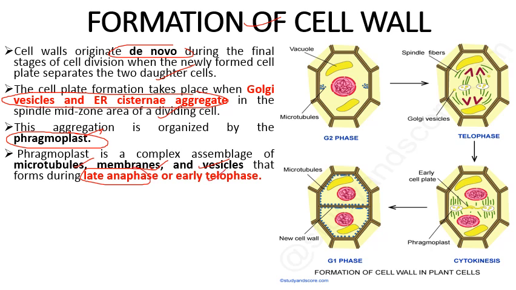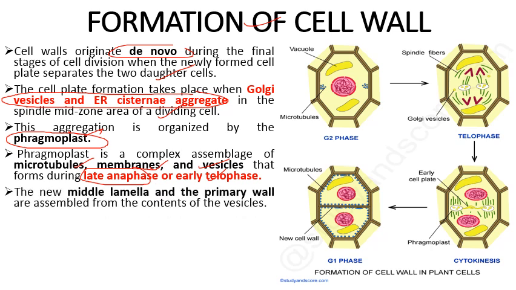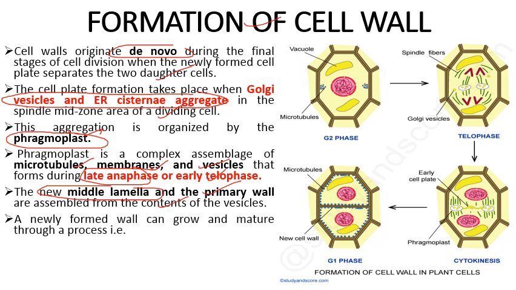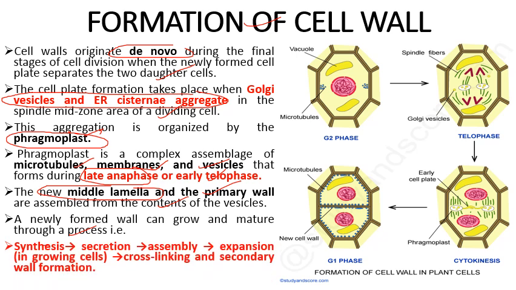तो ये जो phragmoplast है, ये बनता है microtubules से, membrane से और vesicles से, and it is formed during late anaphase or early telophase. The new middle lamella and primary wall are assembled from the contents of vesicles. जो नया middle lamella बनता है और primary cell wall बनती है, ये बनती है by the assembly of contents of the vesicles which are formed by the Golgi apparatus and endoplasmic reticulum. A newly formed wall can grow and mature through a process that includes, firstly, synthesis, then secretion, assembly, expansion in the growing cell, cross-linking, and secondary wall formation. That leads to formation of the cell wall after cytokinesis.